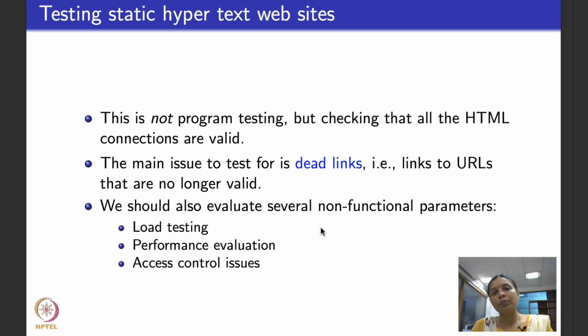If one page hyperlinks another, that connection must be valid and go to the intended page. Not only that, you also check that a hyperlink available from a website doesn't go to a URL that is dead, defunct or no longer valid. So such testing should also include testing for what are called dead links. Dead links are hyperlinks to URLs that are not valid anymore.